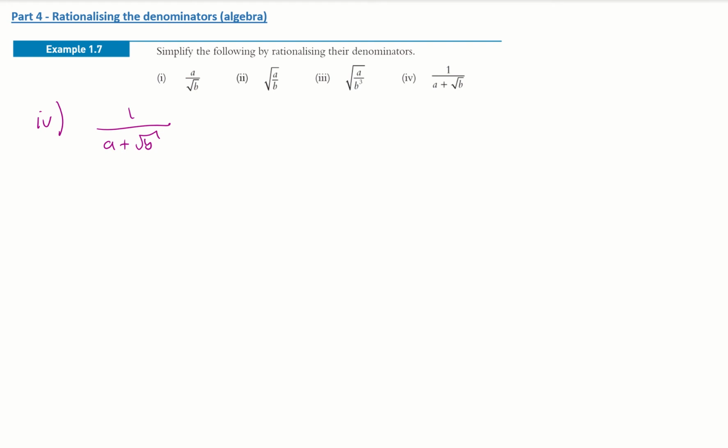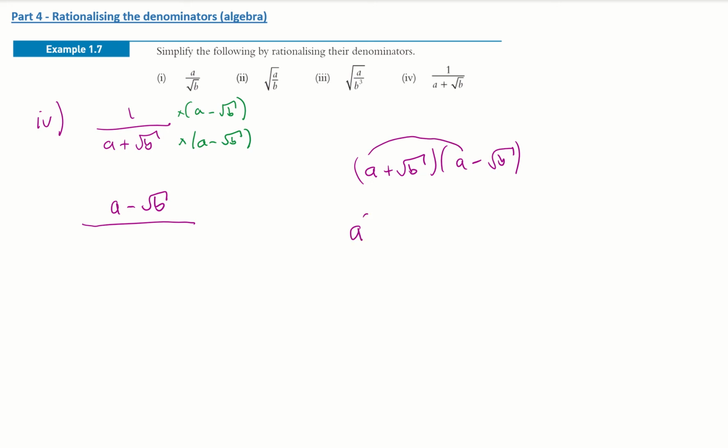So the last example, we've seen questions like this before with numbers, and so what we need to multiply our denominator by is a minus root b. So using our technique from a difference of two squares, so timesing our numerator by a minus root b. So my numerator is 1 times a minus root b, which is a minus root b. My denominator, I'm just going to do it in full over here. So I have a plus root b times a minus root b.